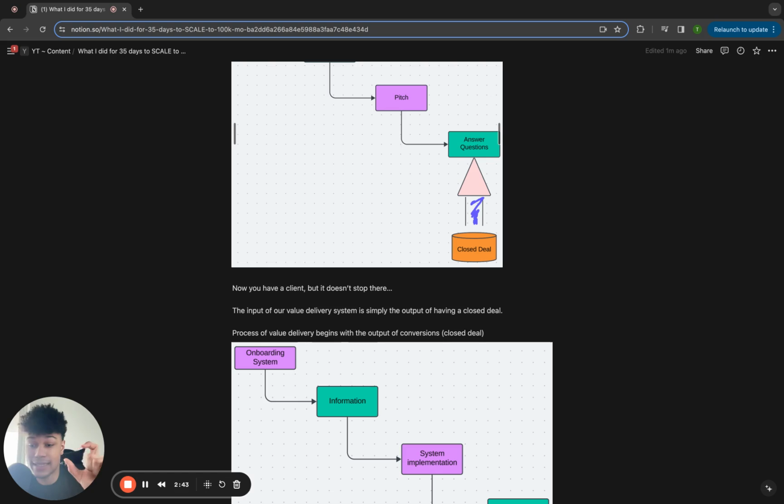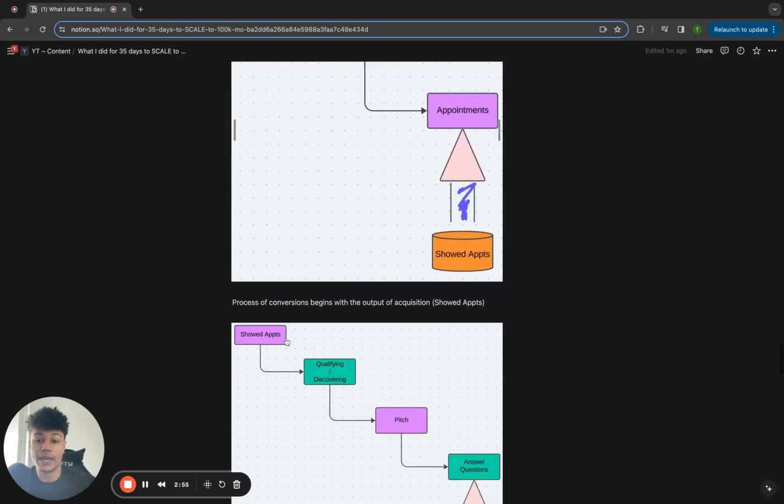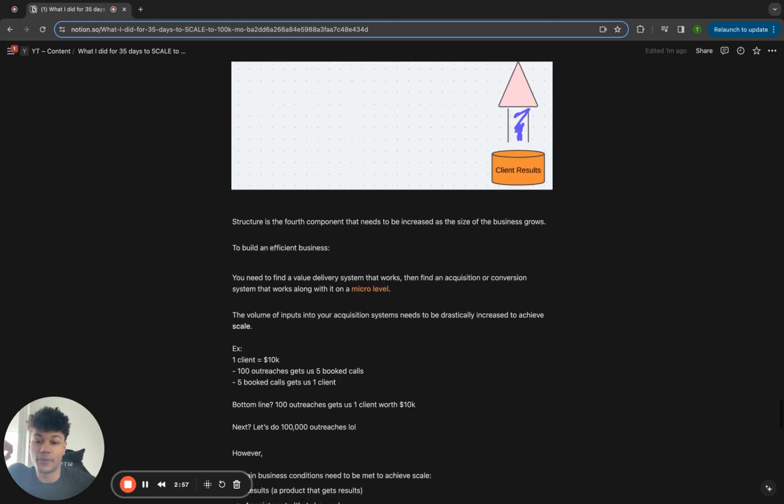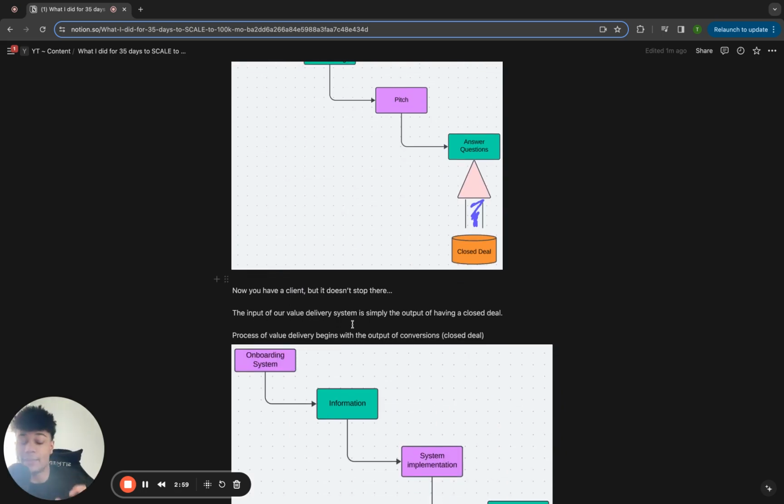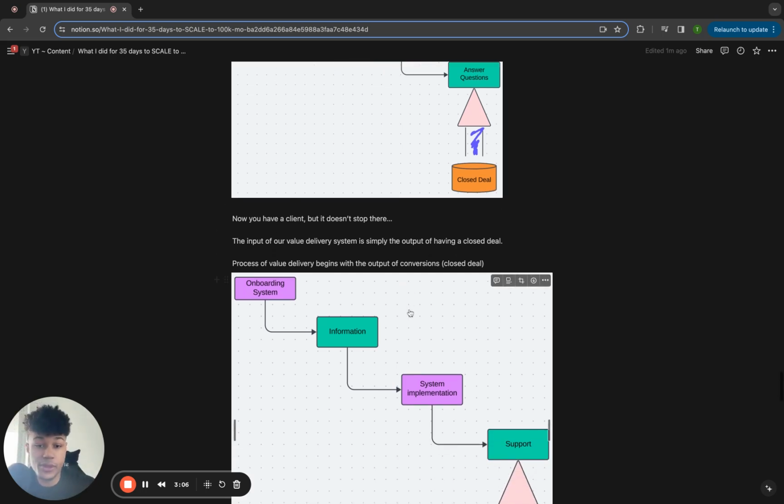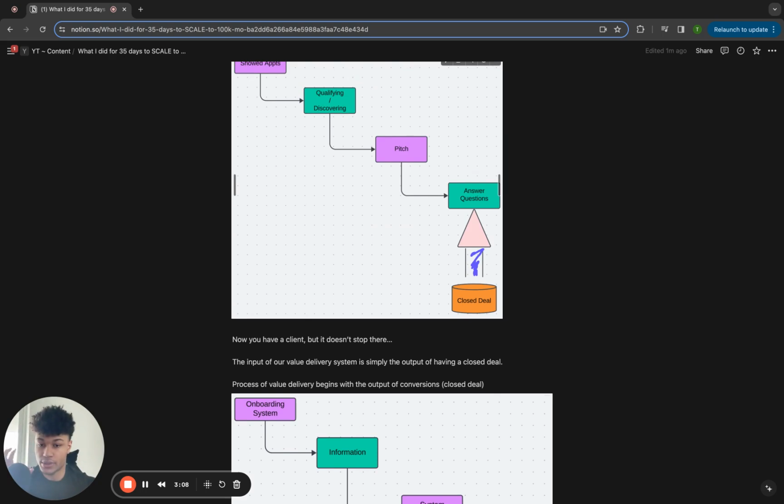And if it stops here, this is why your business sucks. You're going to experience a lot of churn, a lot of refunds, and a lot of disputes. Okay. And this never works. That's why we have a value delivery system to make sure that all of our promises on our marketing and our attention is actually fulfilled. Okay. And the input of our value delivery system is simply the output of having a closed deal. The process of value delivery begins with the output of conversions, closed deal, right?